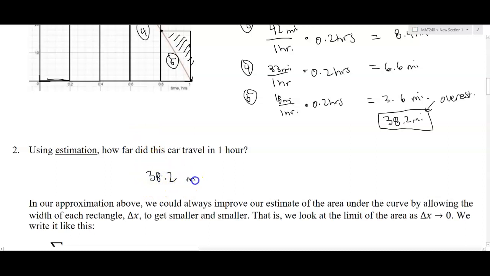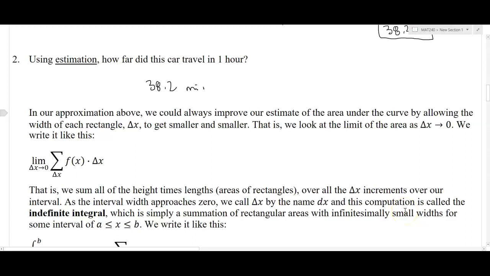So 38.2 miles. And in our approximation above, we could always improve our estimate of the area under the curve by allowing the width of each rectangle, delta x, to get smaller and smaller. That is, we look at the limit of the area as delta x approaches 0. We write it like this. So this is the Riemann sum, and it basically says add up over all the delta x's the height times the width, and really this is just the area of that rectangle, and then this symbol means add up. But what are we doing here? Here we're saying we want to add up these areas with rectangles that have widths that approach 0. So we could read this as add up all of the length times widths, or the height times widths, where the widths are infinitesimally small.